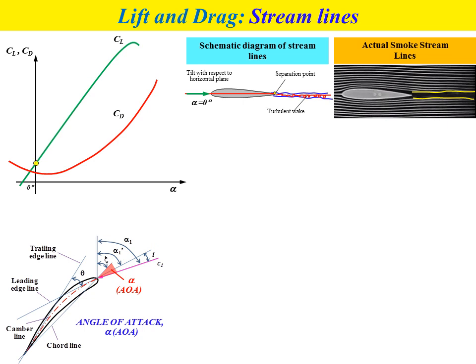If we refer to the CL CD graph, we have the value of CL slightly higher than the value of CD at 0 degree angle of attack.